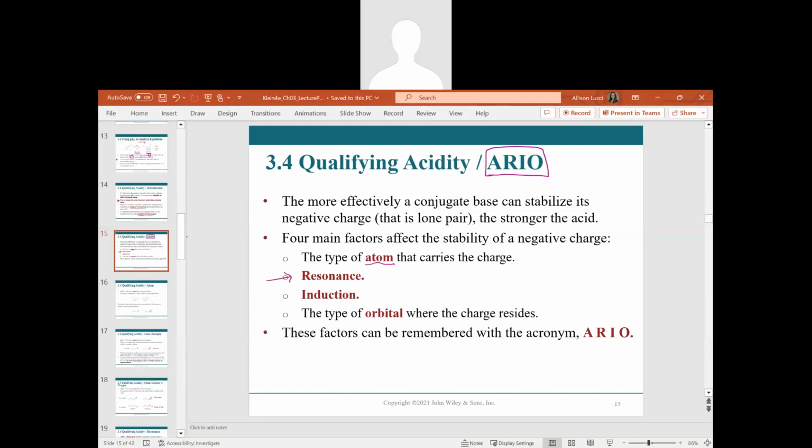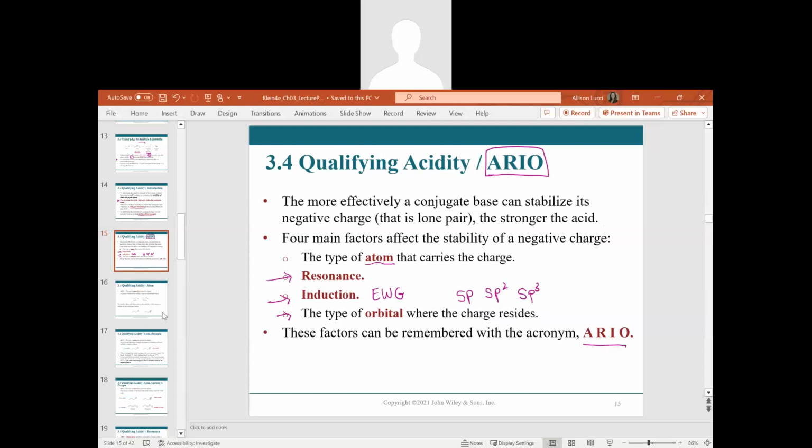We'll look at resonance. Is there a resonance form possible? Because we know that resonance adds stability. Is there induction? So we'll look at things like electron withdrawing groups. So again, very electronegative atoms tend to withdraw electrons from bonds or from other atoms. And then last but not least, we'll look at what type of orbital has this charge. So things like the orbitals sp, sp2, or sp3 will determine stability.